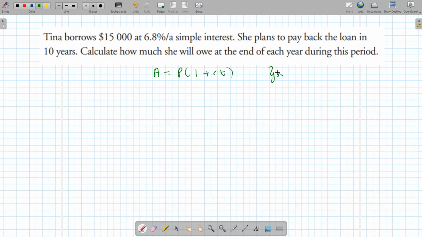What's given here? We know the principal is 15,000. 1 is just 1. What's the rate? What is 6.8% in decimals? 0.068. And time, we know it's just 10 years. So just multiply this by 10. So what does that give us? Do you have a calculator? Why don't you start plugging that in?